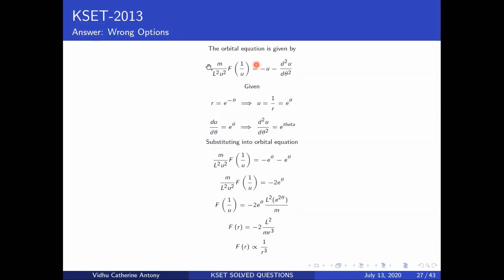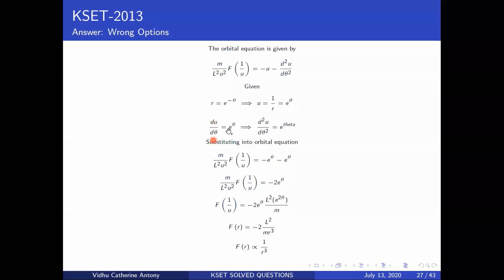This is how the orbital equation is given to you: m divided by L squared u squared F of 1 by u is equal to minus u minus d squared u divided by d theta squared. So what is given to you? Given to you is r is equal to e to the power minus theta. What is your u? u is the inverse of your r. So u is equal to 1 by r is equal to e to the power of theta. What do you do now?